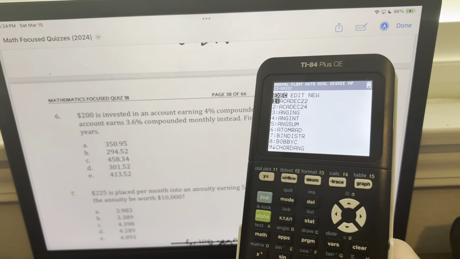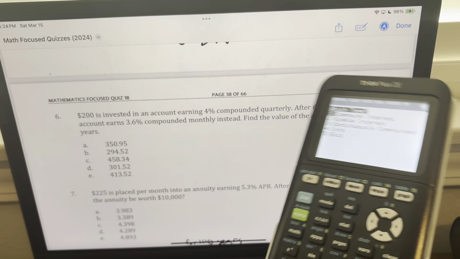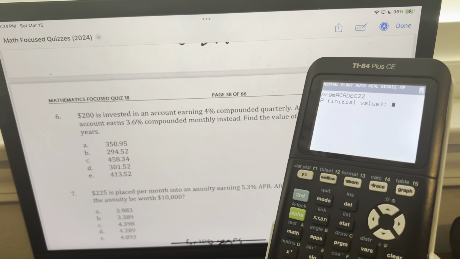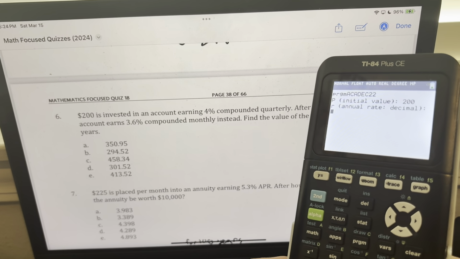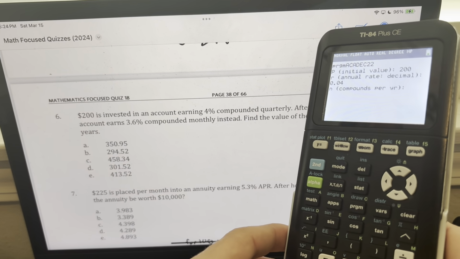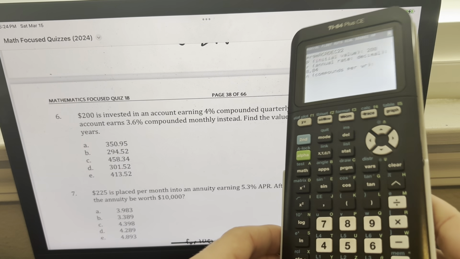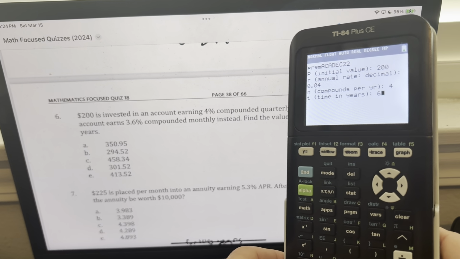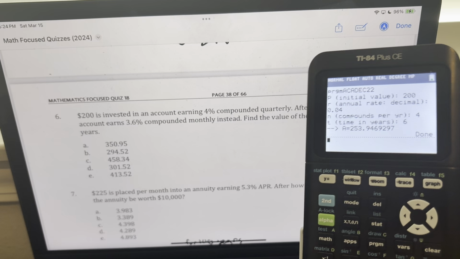So go program. Once again, AcaDec 22. We're going to go back to interest. We got compound interest this time. And so we're solving for the final value again. But this time we're only going to do the first 6 years first. So we're going to do $200, rate of 0.04. And then we have compounds per year. We're going to be doing quarterly, so 4 compounds per year. Time in years is going to be 6 years because it's after 6 years. And then we get this amount, right? So we're going to write that down real quick.